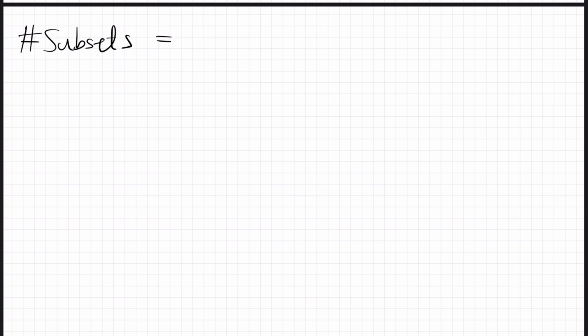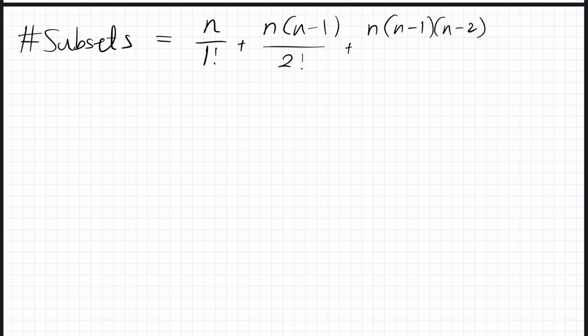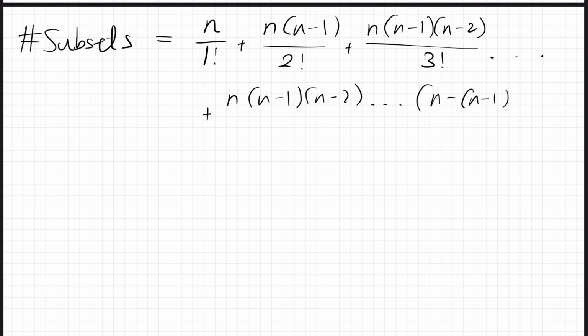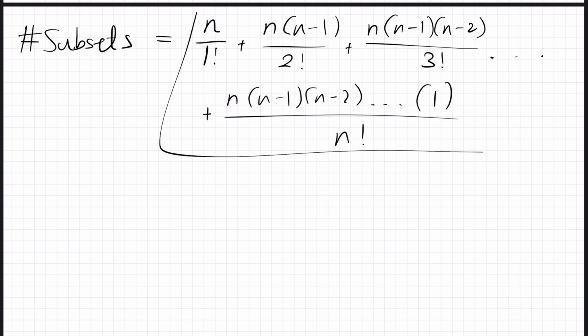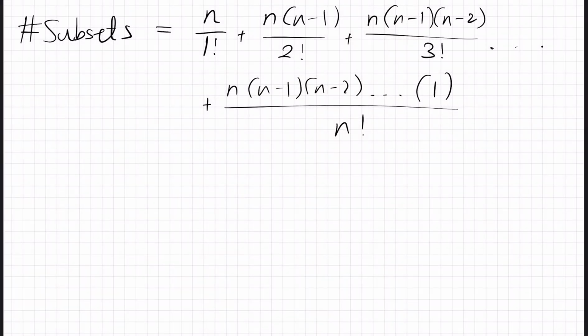Number of subsets is equal to the number of subsets of length 1, and I'll write it as n over 1 factorial, plus the number of subsets of length 2 over 2 factorial, plus the number of subsets of length 3, n, n minus 1, n minus 2 over 3 factorial, and so on, all the way up to the number of subsets of length n, which, if we just continue this pattern, is n times n minus 1 and so on, which simplifies to n factorial over n factorial, which is 1. So now we have an expression for the number of subsets. We just need to figure out a way of simplifying this.